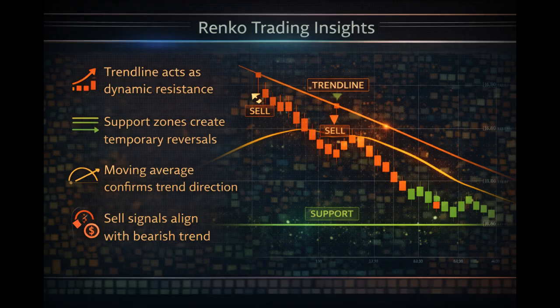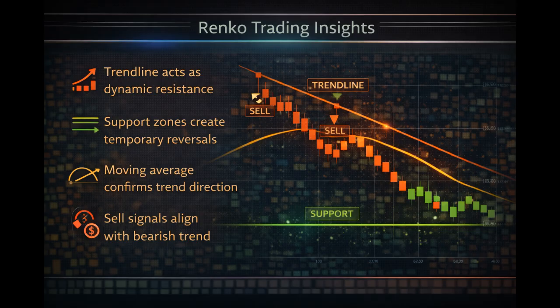Example trading strategy based on this chart. A simple Renko-based trend following strategy could be: short entry. Enter a short position when price touches the descending trend line, red Renko bricks begin forming again, and price remains below the moving average. Stop loss. Place the stop loss slightly above the trend line. Profit target. Exit near support levels or after multiple red bricks. This strategy follows the dominant market direction and avoids counter-trend trades.